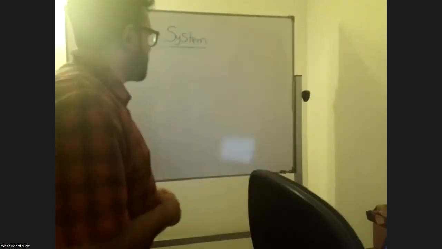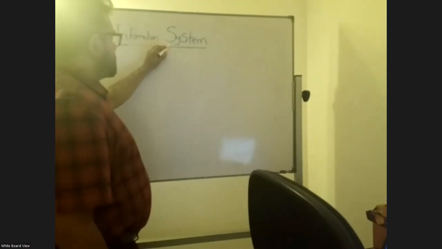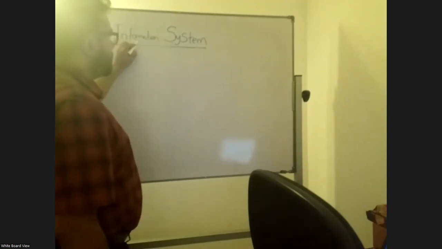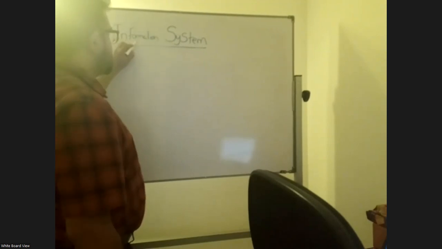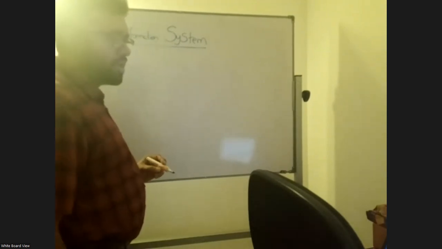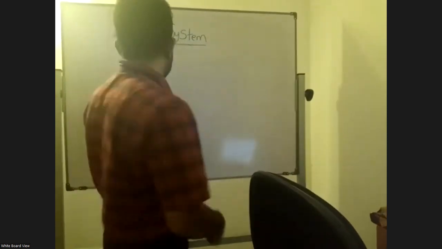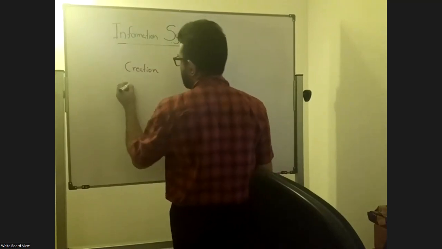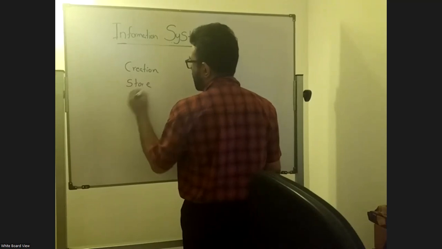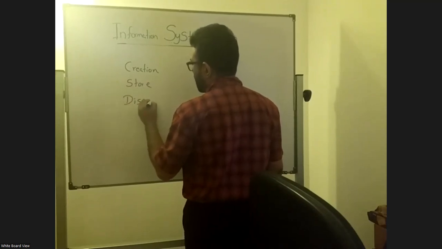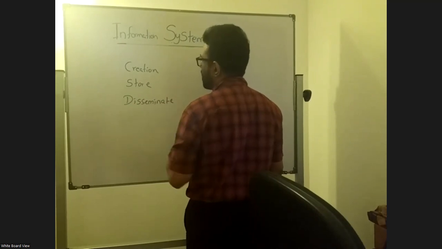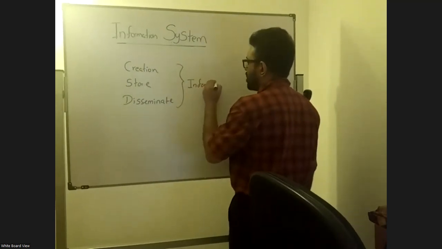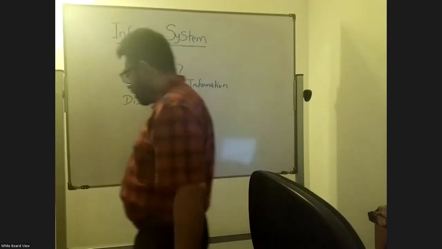So we can just observe that one. So you know what a system is. If you take an information system, this system has to do something with the information. So the goal of the information system is going to be to create, store, disseminate information. This is the actual goal of an information system.